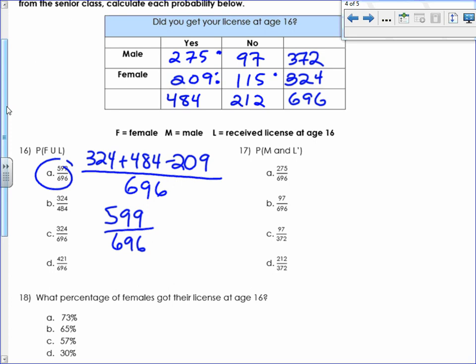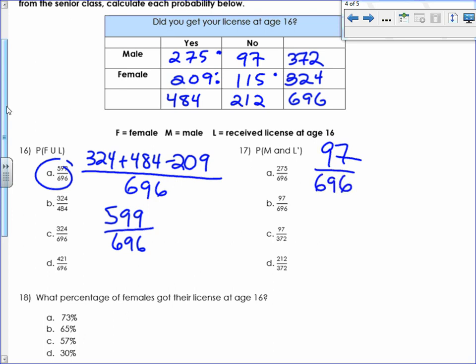All right. So number 17. The probability that a person is a male and does not have a license. So how many males don't have a license? 97 out of 696. Okay? So that's the answer.